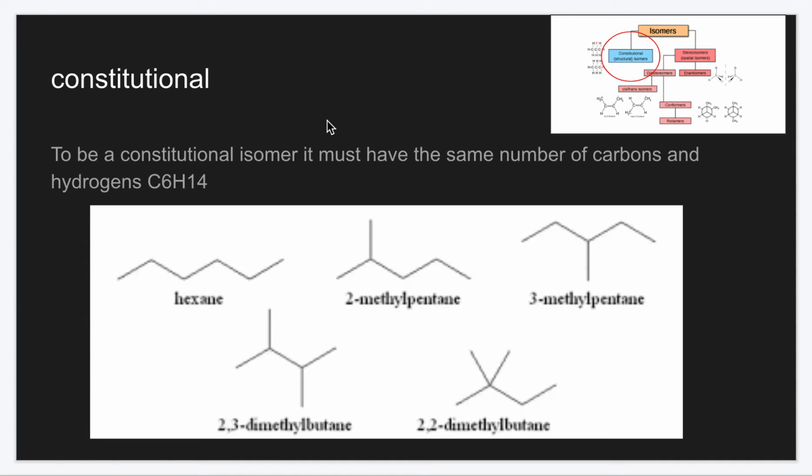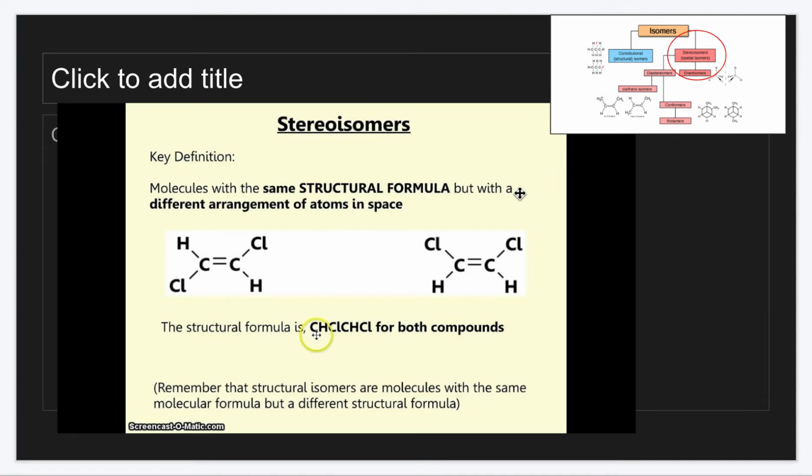So let's move on to the next one, which is stereoisomers. These are molecules with the same structural formula but with a different arrangement of atoms in space. Okay, so what's the difference between that and what we were just talking about? Stereoisomers have a different spatial arrangement, and we're looking here at cis and trans isomers like we were talking about earlier. The structural formula for this one is CHCl=CHCl for both compounds.